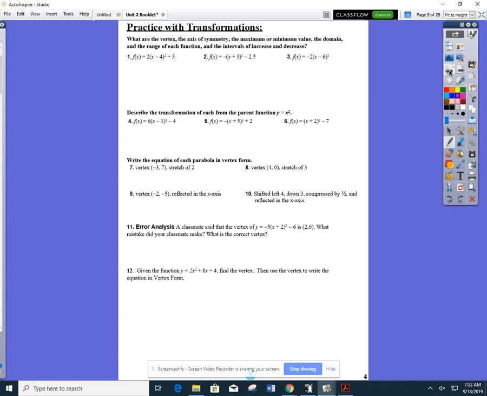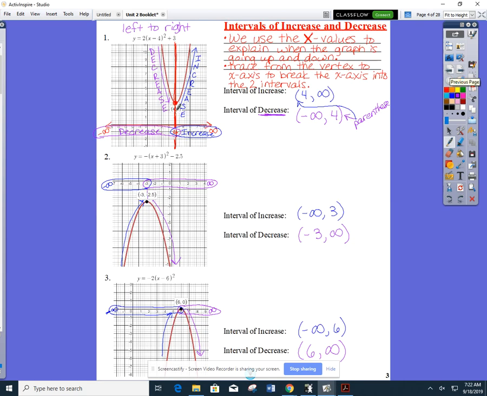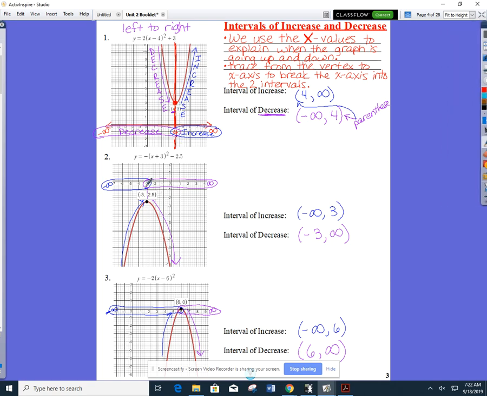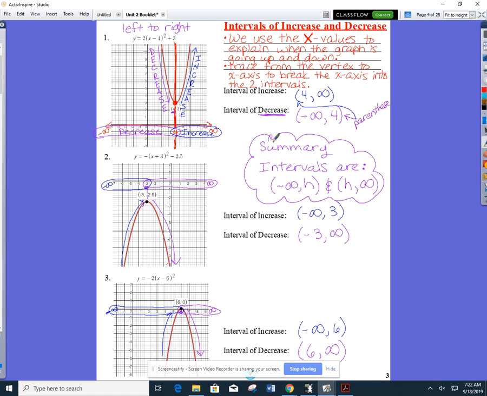Actually, before you start that, I think we can add to the summary. I did mention that that value that we're using right here is our H value. So you could write that your intervals are going to be negative infinity to H, and the other interval is going to be H to infinity. So we are using that H value.